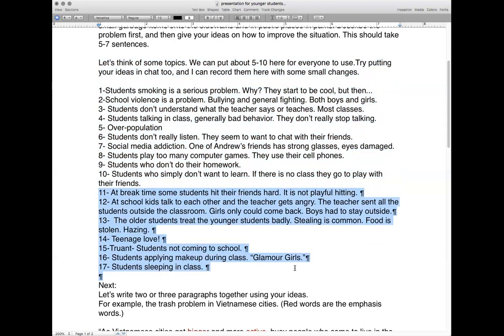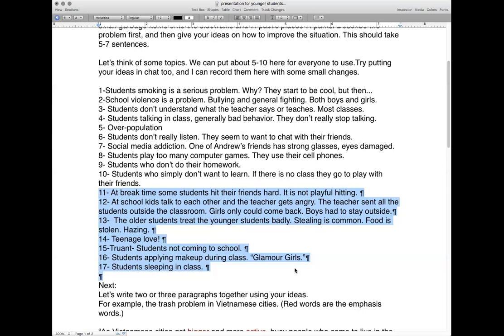At break time, some students hit their friends hard. It is not like for eating. 12. At school, kids talk to each other and the teacher gets angry. The teacher sends all the students outside the room. Girls only could come back. Boys had to stay outside.